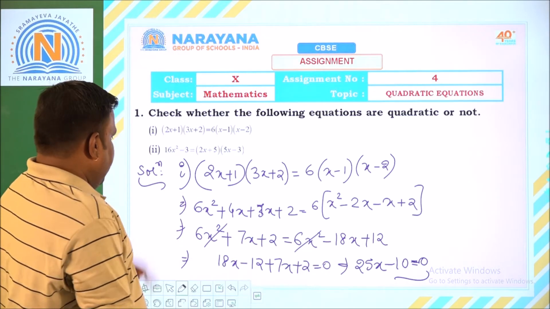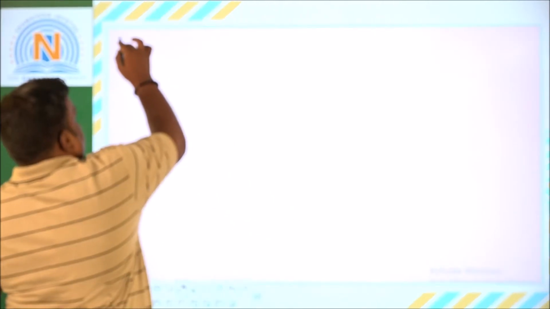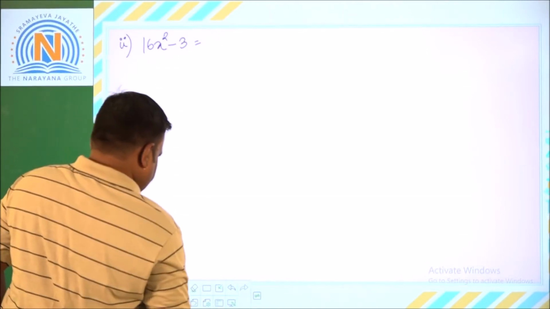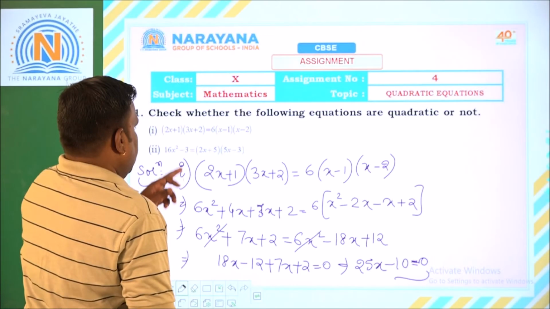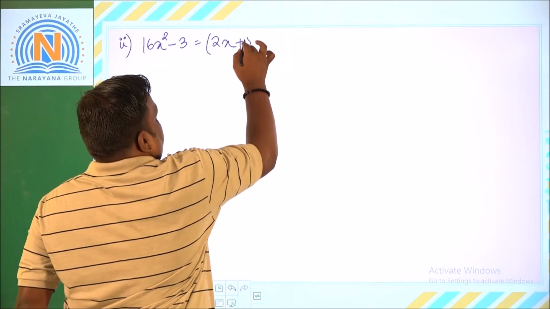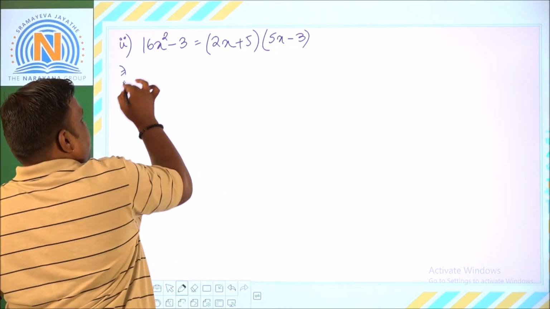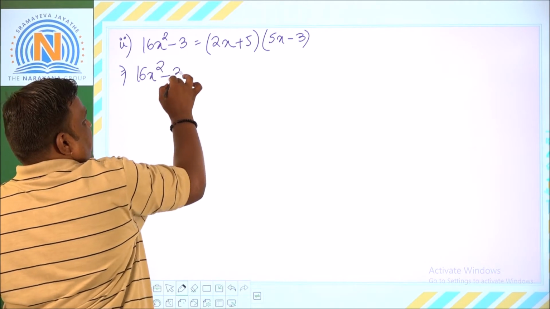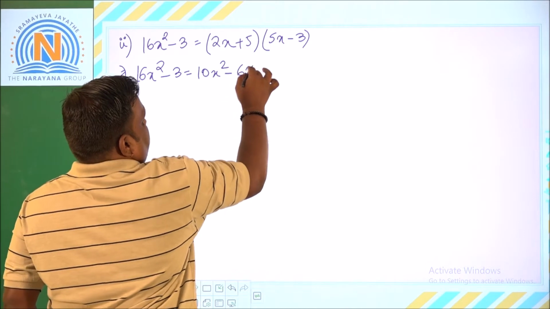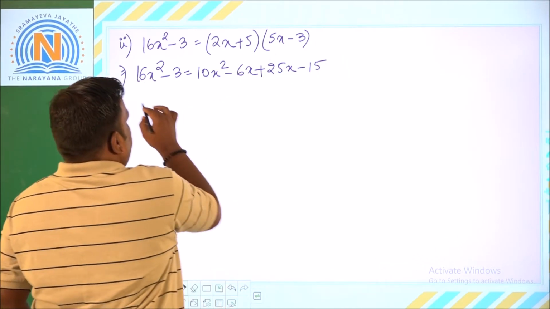So when you simplify the second one, that is 16x square minus 3 is equal to 2x plus 5 into 5x minus 3. So on simplifying this part, 16x square minus 3 is equal to 2x into 5x, 10x square, minus 6x plus 25x minus 15.